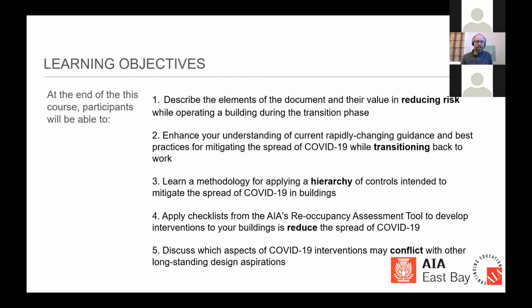Number 3 is learn a methodology for applying what's called the hierarchy of controls intended to mitigate the spread of COVID-19. So I want you to just keep this in your mind, the hierarchy of controls. It's a pyramid shape, and so we'll be spending a few slides on that one. Number 4, we're here to apply checklists from the AIA's Re-occupancy assessment tool to develop interventions to your buildings and reduce the spread of COVID-19. And then finally, number 5, if time permitting, we may have an open discussion about which aspects of COVID-19 interventions may conflict with our other long-standing design aspirations.